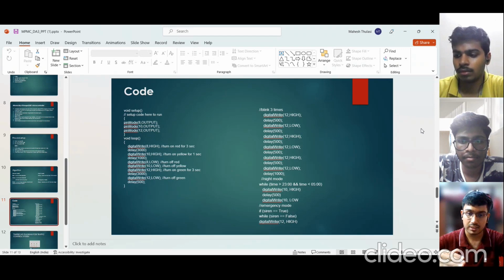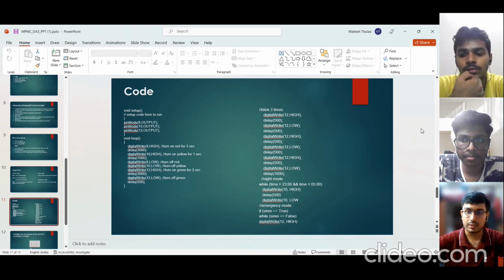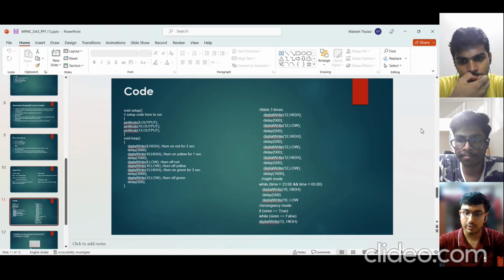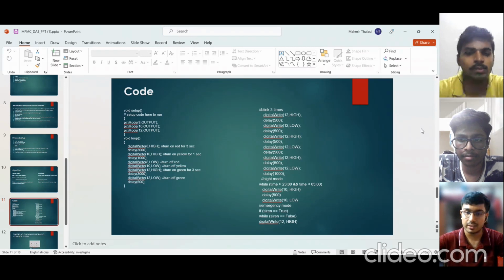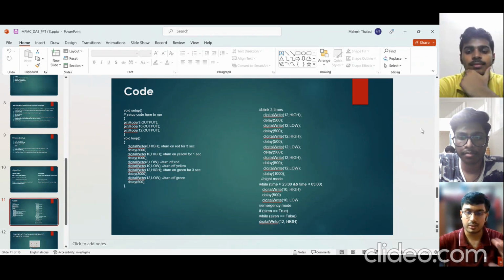Then at last we see there is a while loop where we created a condition. This condition is where, during the night mode, there will be a constant blinking of the yellow light, from 11 p.m. to 5 a.m. We specified a certain time zone, and we took the Indian time zone for clarification. And if siren equals true, meaning an emergency is heard, then the green light will turn on. Now, yes, you can move forward, Mahesh.